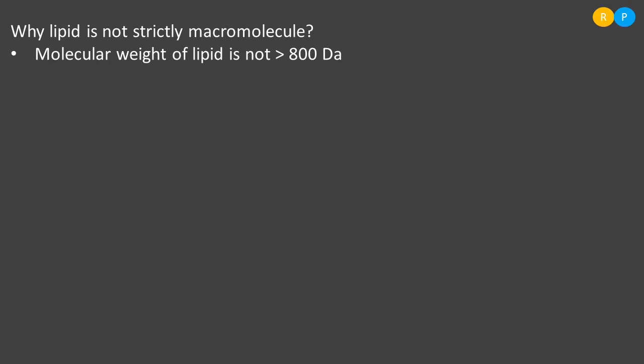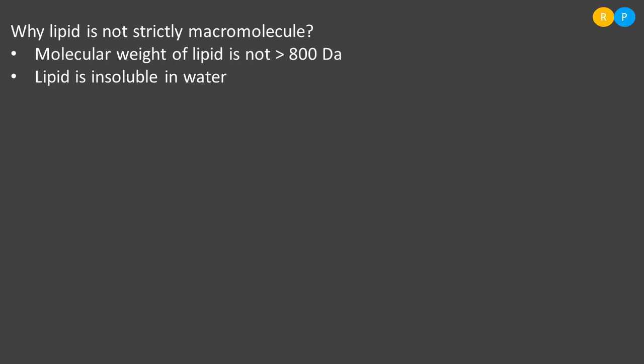If we are considering it as a macromolecule, its molecular weight should range from more than 10,000 Dalton. Right? But the actual molecular weight of the lipid is not more than 800 Dalton, so lipid is not strictly a macromolecule. Then, lipid is insoluble in water. Right? This is the reason why it is present in the acid insoluble pool together with the macromolecules.